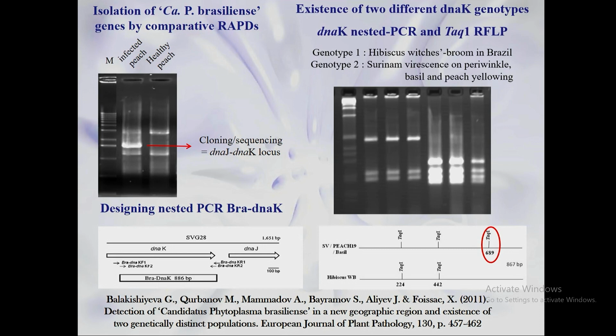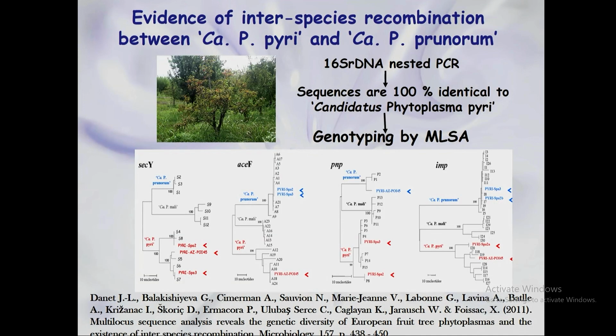And this nested PCR allowed us to differentiate two genetically distinct genotypes: one was hibiscus witches' broom in Brazil, and the other genotype was Suriname virescens in periwinkle, and basil from Lebanon, and peach from Azerbaijan.